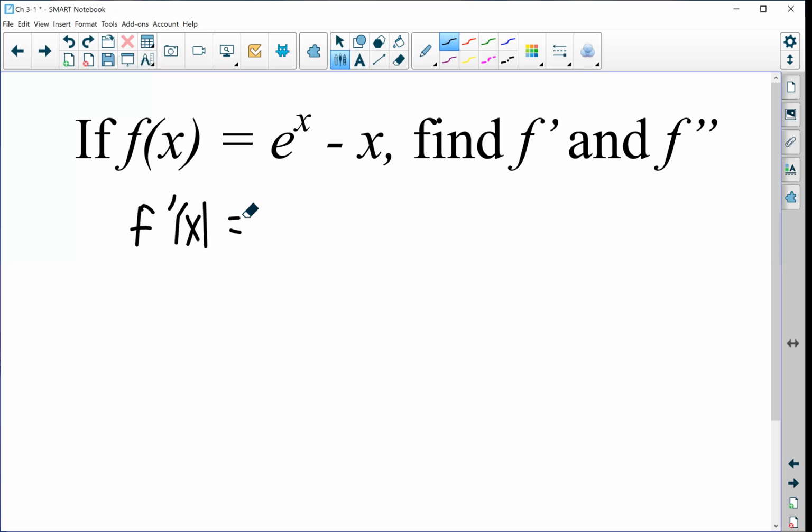All right, derivative of e to the x. E to the x, yeah. It didn't change from the last slide to this slide. It's still e to the x. Derivative of x. 1. There's our derivative.